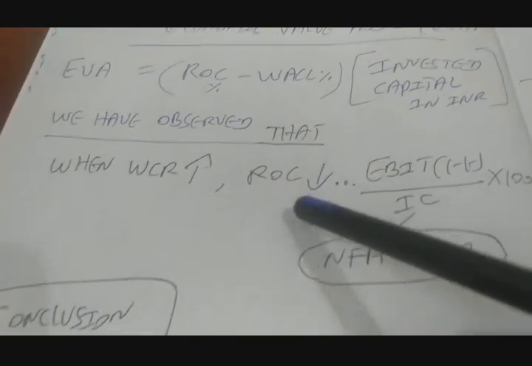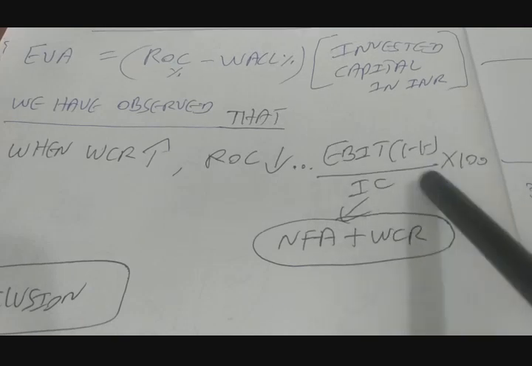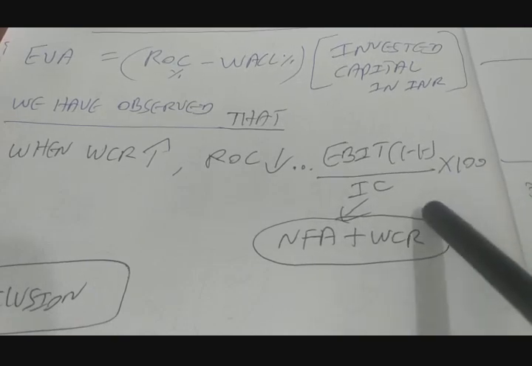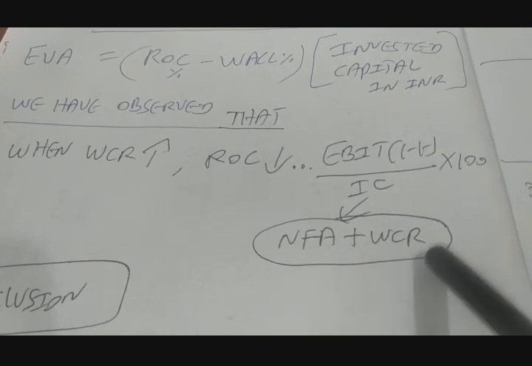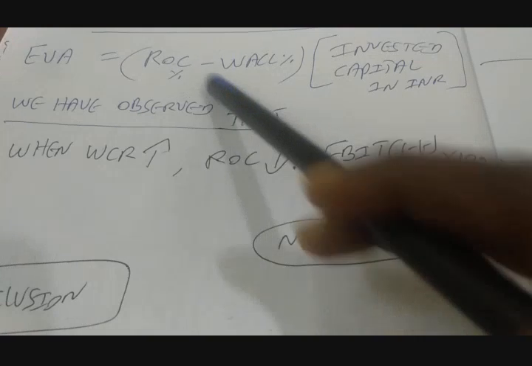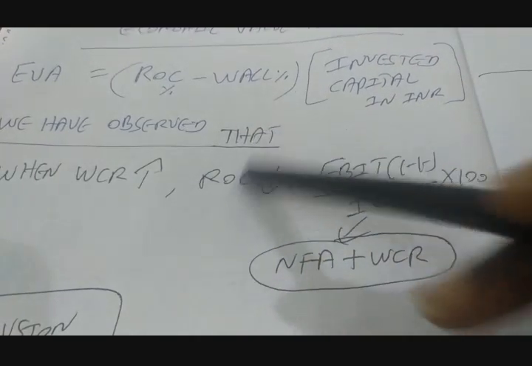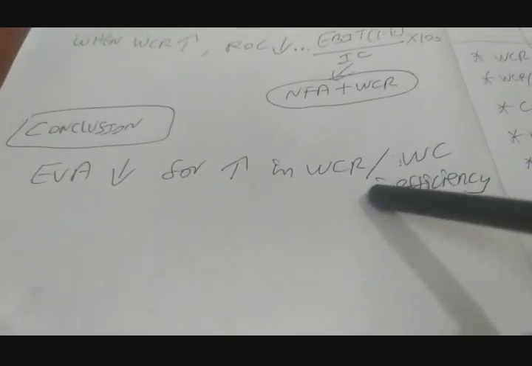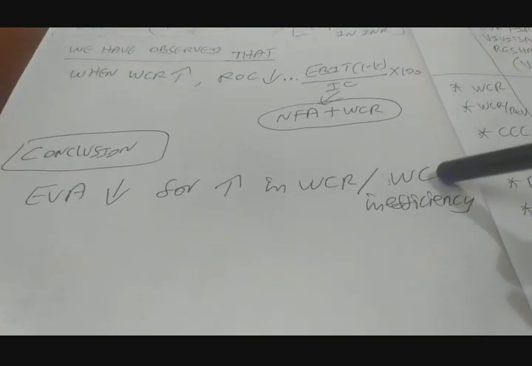So we have observed in our earlier discussion that our ROC is coming down conceptually because the formula is this, right? EBIT into 1 minus T divided by invested capital, wherein invested capital is a function of net fixed asset and working capital requirement, right? That means higher the working capital requirement, higher is the invested capital, lower is the ROC. Once ROC is lower, your economic value added will also become lower because the number is getting affected here, right? So what is the conclusion here? Conclusion is economic value added comes down for increase in working capital requirement or working capital inefficiency. So that means if you want to generate more EVA, then you should go for generating more working capital efficiency.